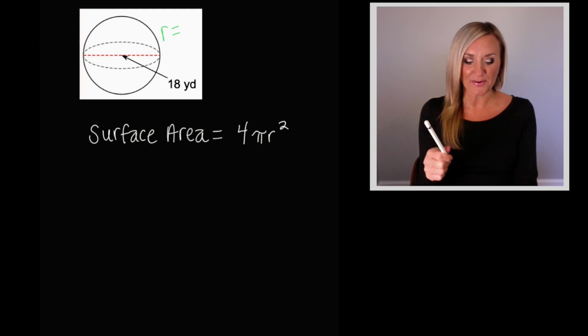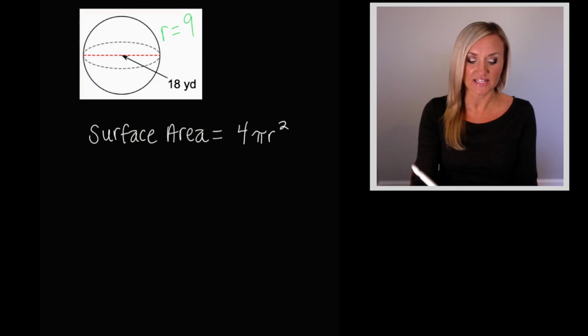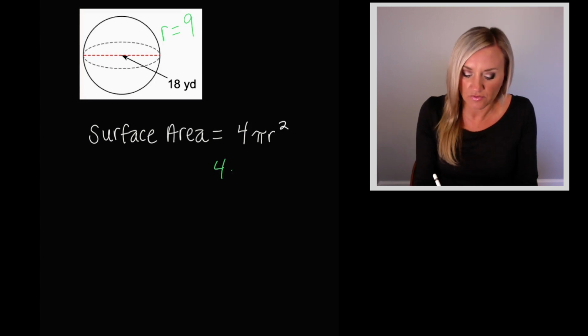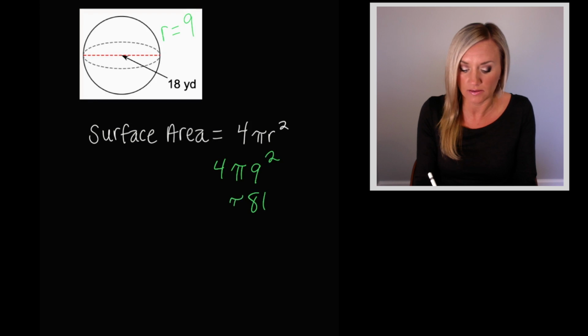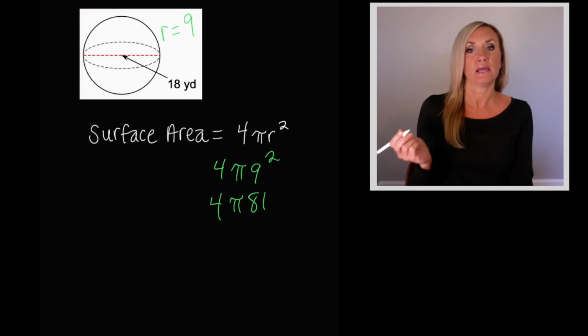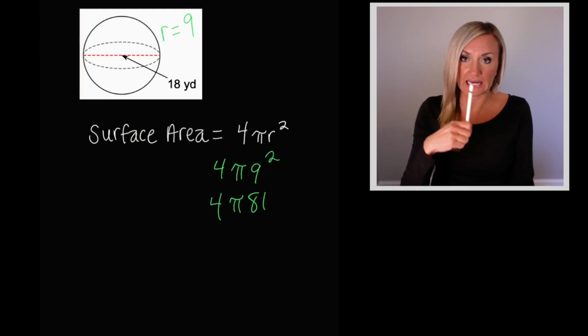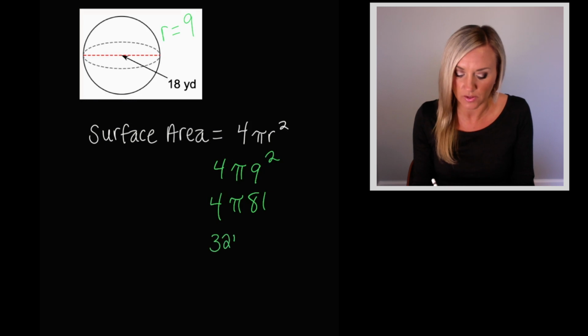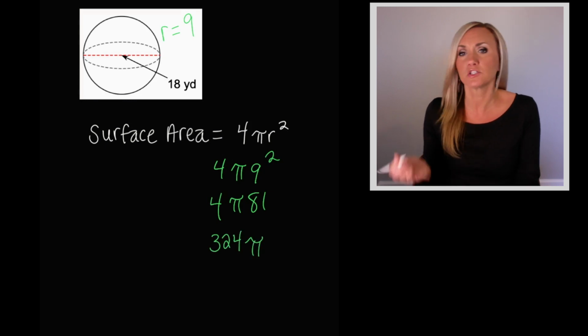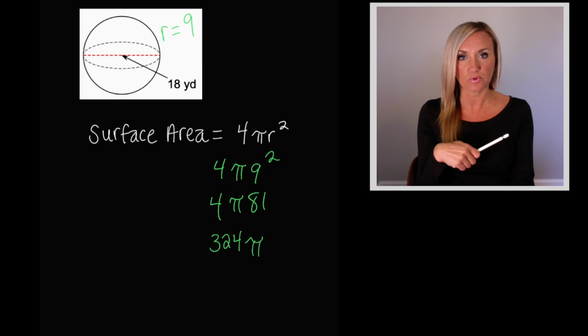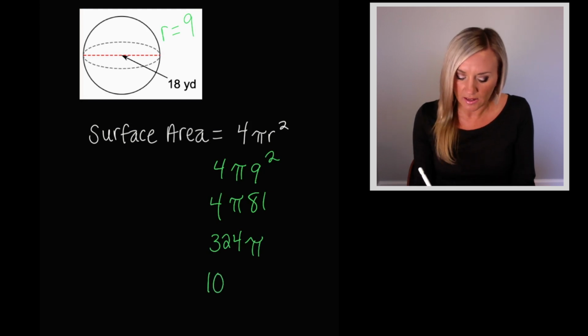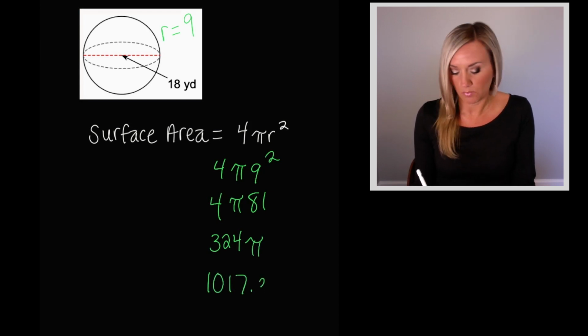All right, welcome back. Hopefully you have the radius as 9. And so we have 4 pi 9 squared. 9 squared is 81 times pi times 4. And 4 times 81 is actually 324 pi. And when we multiply 324 by 3.14, we get 1017.36. And this is yards squared.